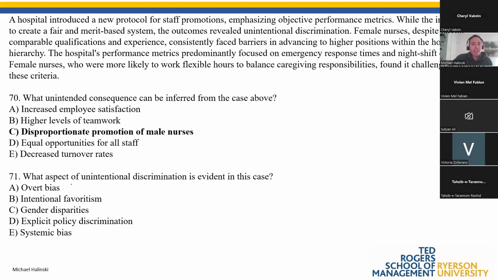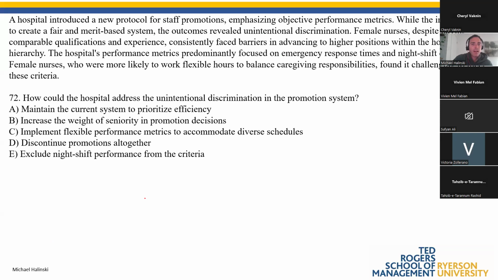What aspect of unintentional discrimination is evident in this case? Intentional favoritism, systematic. Well, it says that it revealed unintentional discrimination, and systemic bias, or systemic discrimination, is the same thing. So it's telling you right there what the answer is. Okay. Good. All right.